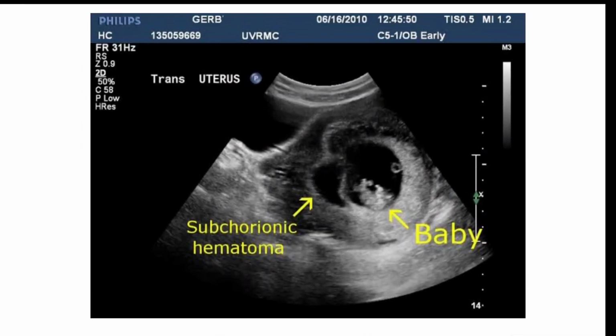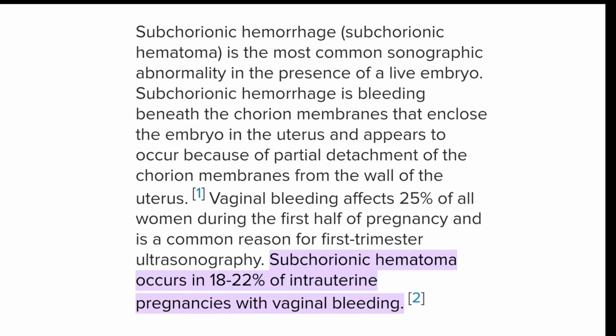Now we'll learn about how many pregnant women suffer from subchorionic hemorrhage. Out of 100%, usually subchorionic hemorrhage is present in 18 to 22% of intrauterine pregnancies with vaginal bleeding.